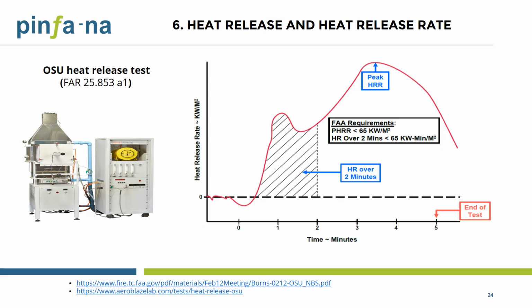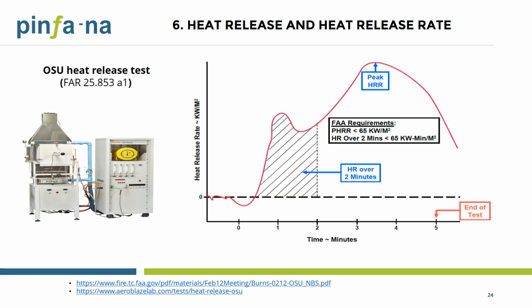Another test for measuring heat release of a fire is the OSU heat release test per FAR 25.853, which is a test method invented by Ohio State University researchers in the 1970s, later standardized as the ASTM E906 method, then adopted by the Federal Aviation Administration, FAA, as a material flammability requirement for the aerospace industry in the mid-1980s.